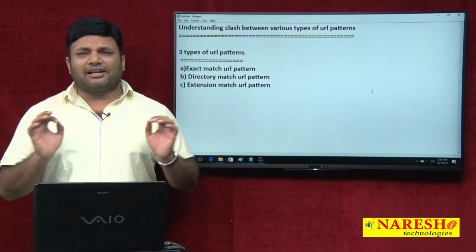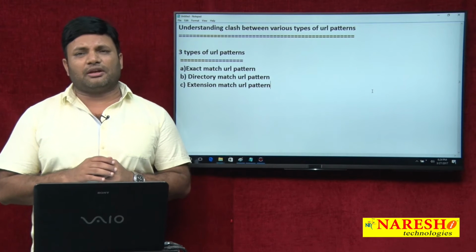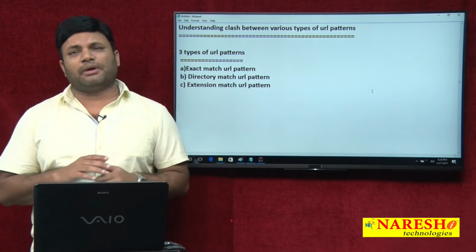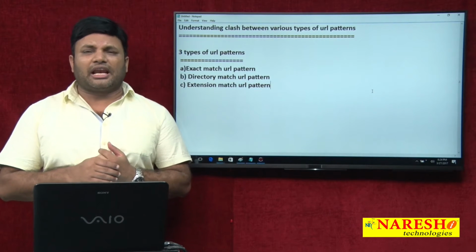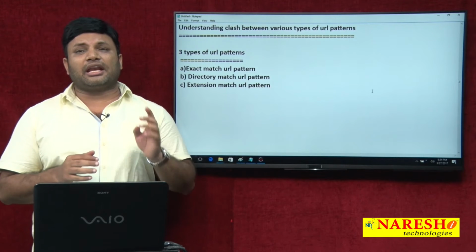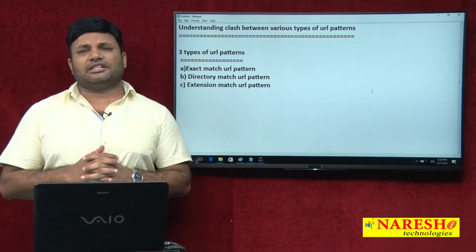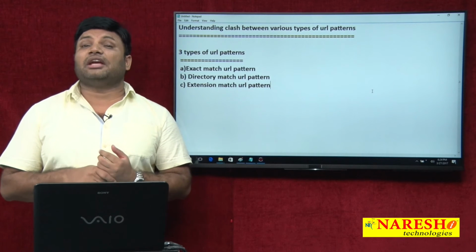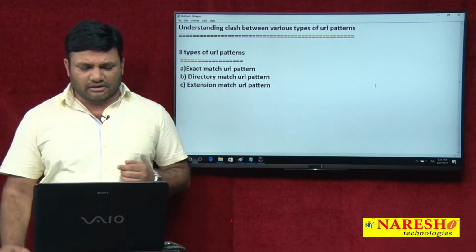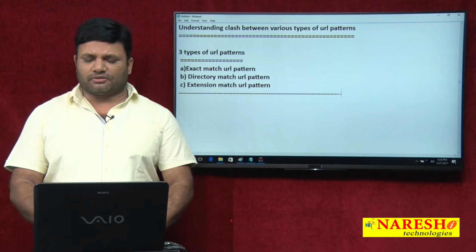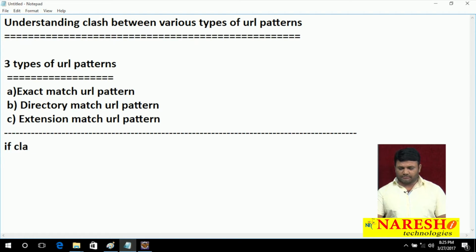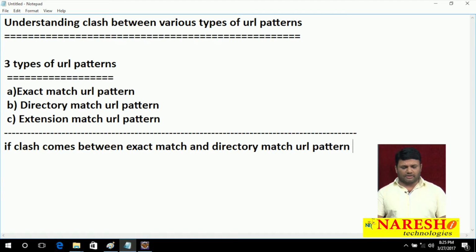For example, if a clash comes between exact match and directory match URL patterns, the container will give priority to the exact match URL pattern. If a clash comes between directory match and extension match URL patterns, directory match will get the higher priority. If a clash comes between exact match and extension match URL patterns, no doubt, exact match URL pattern will get the higher priority. So let's see some practical scenarios. If a clash comes between exact match and directory match URL patterns, then exact match gets higher priority.